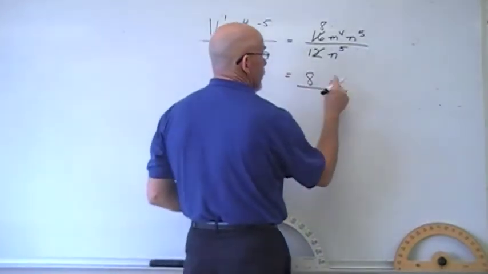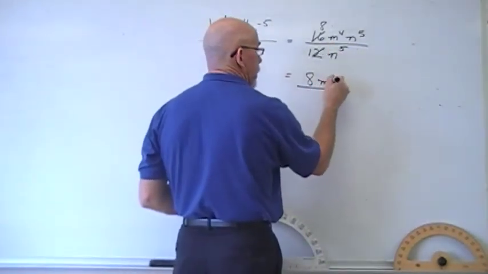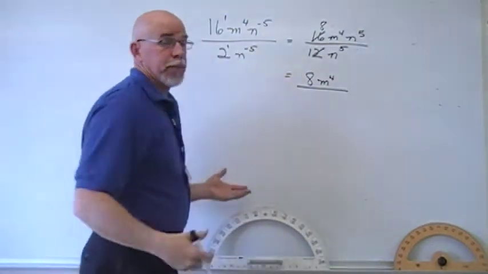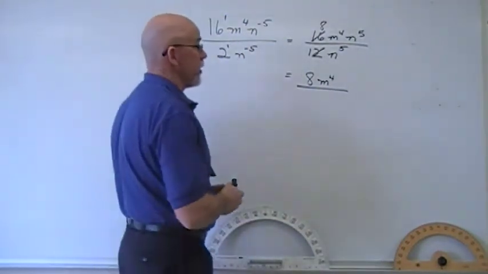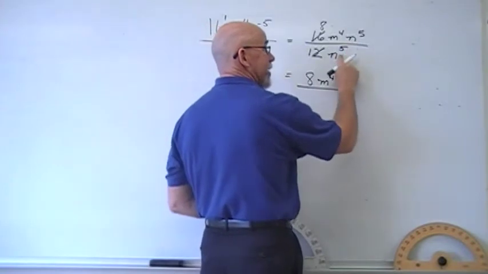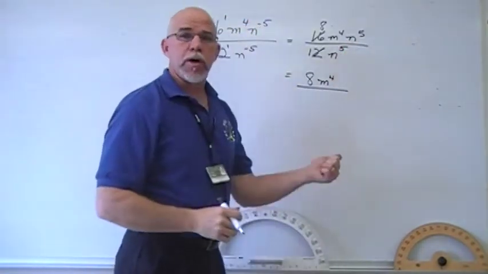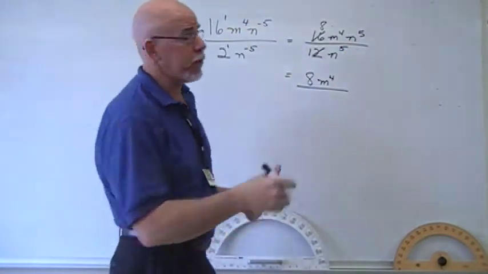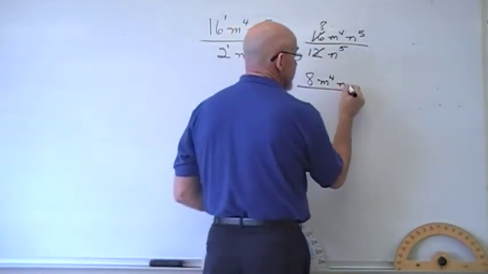But now we have the M to the 4th power. There is no like base being multiplied or divided, so we can't change that in the simplification process at all. But here we have like bases of N. And what are you supposed to do with those exponents from the properties? That's right, you're supposed to subtract top minus bottom. Well, 5 minus 5 is 0.